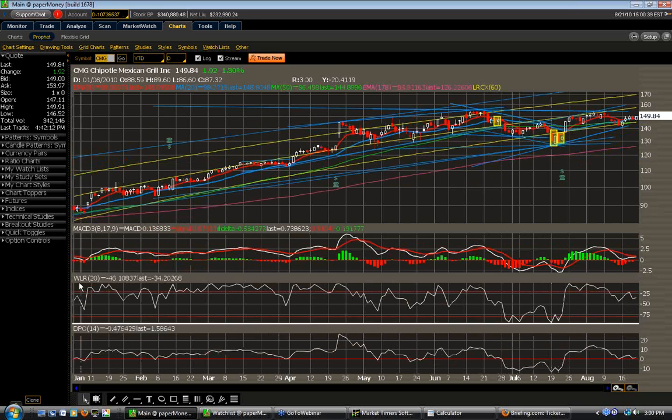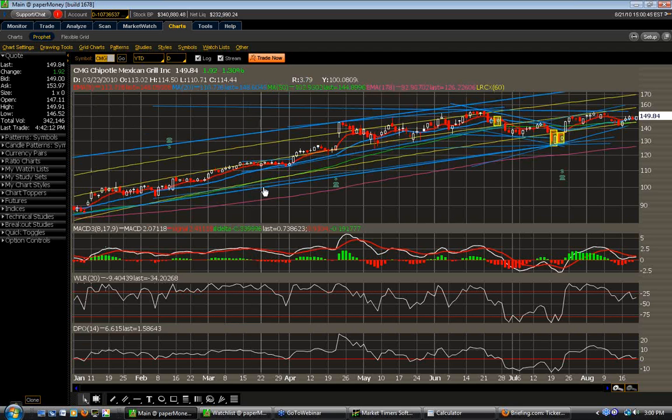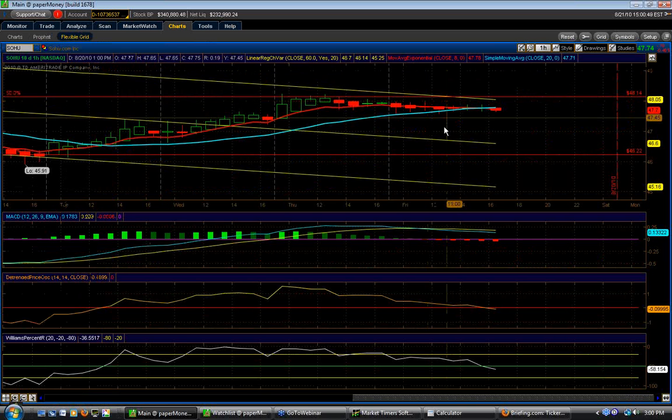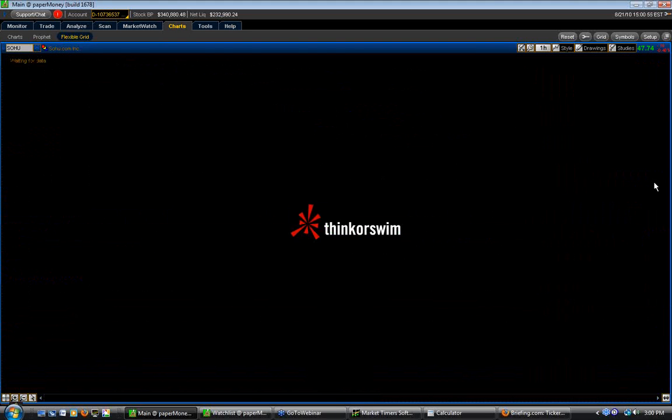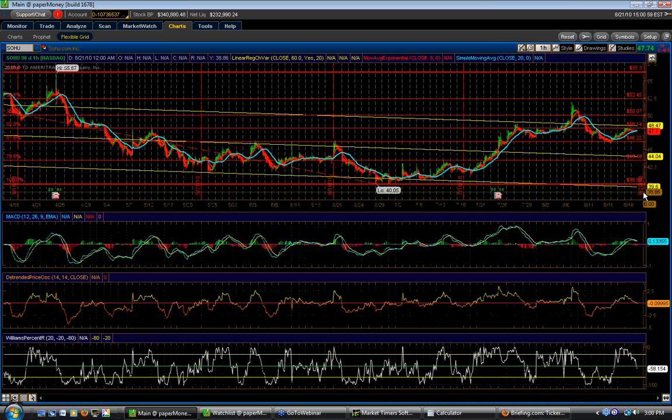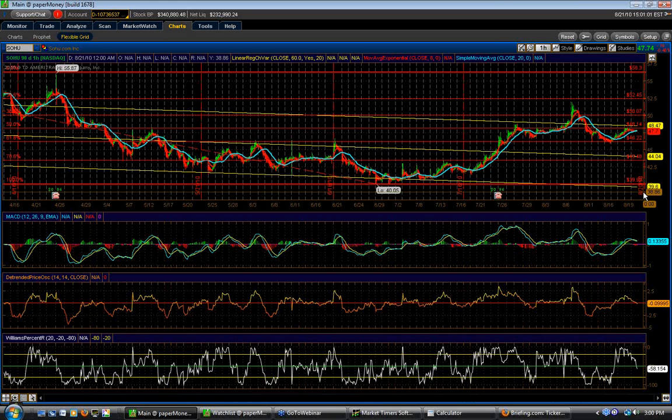I also have the DPO, percent R, and MACD as well. These are great tools, guys. Learn to use these along with the linear regression and the patterns. Use your fibs to give you your targets. Write them down so you know there's going to be some profit taking at those, be it in a put position or in a call position.